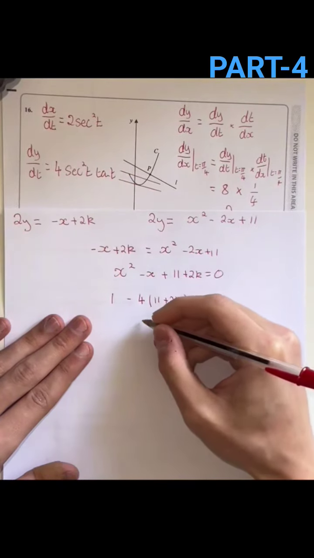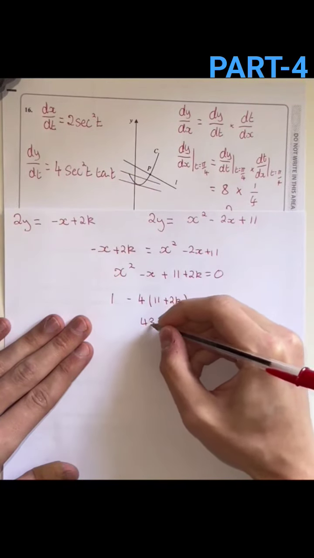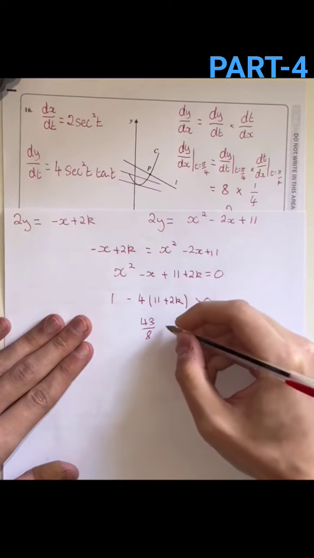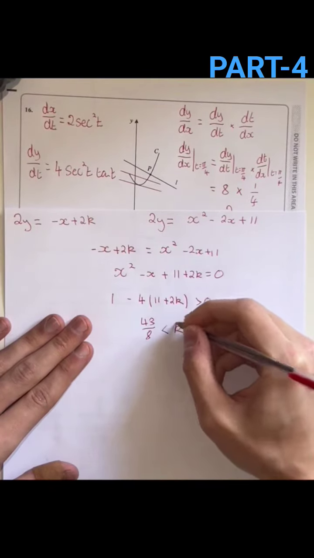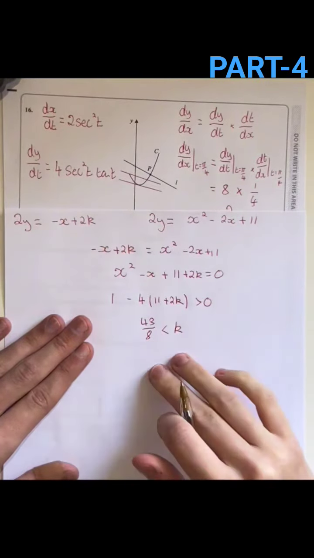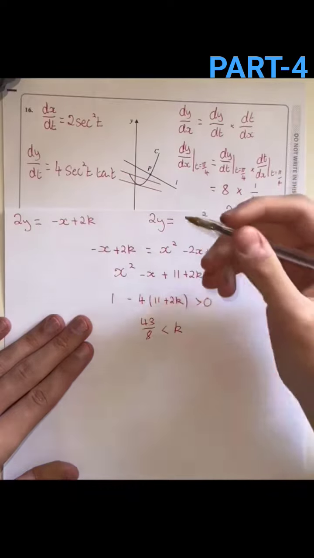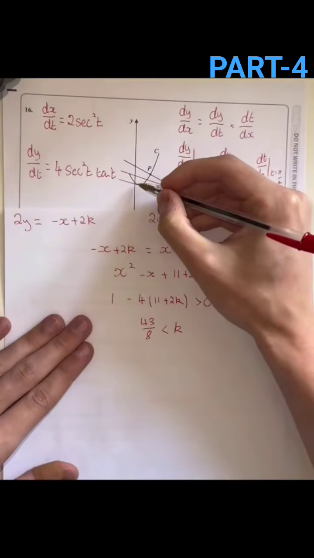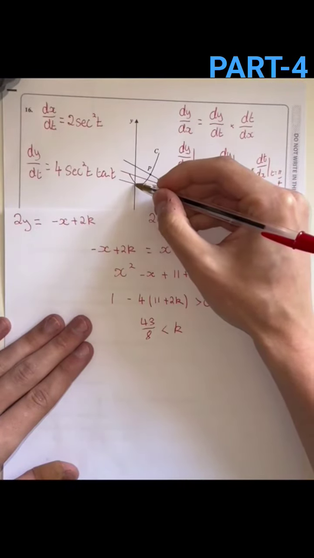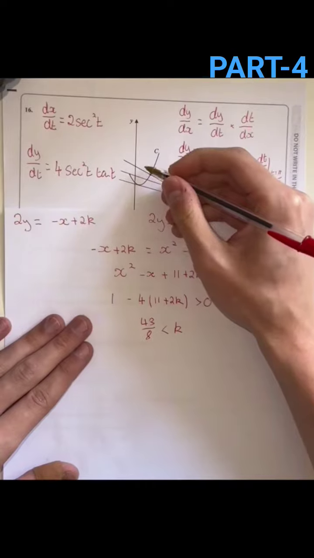And if you solve this inequality, you get k is greater than 43 over 8. I wrote that slightly weird. But yeah, so that's what we get for the bound, right? And that corresponds to the lower bound, saying that basically this k has to be above this point here, okay?